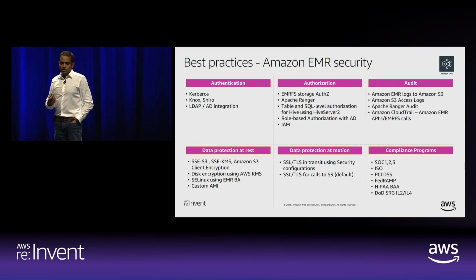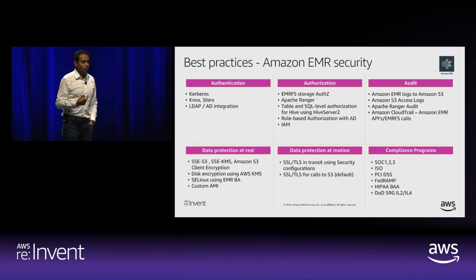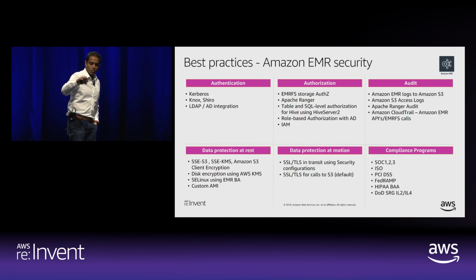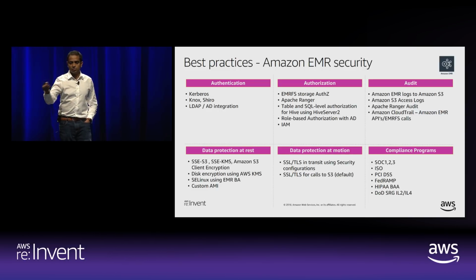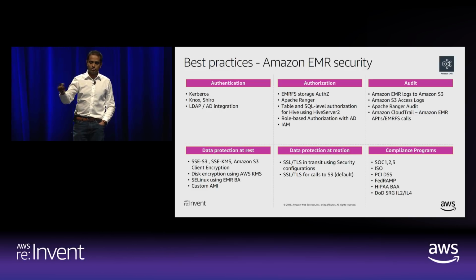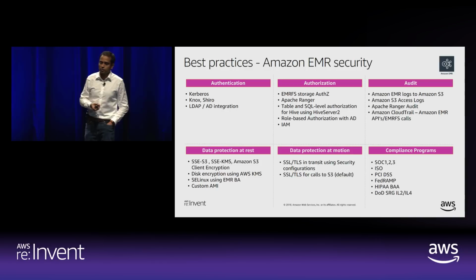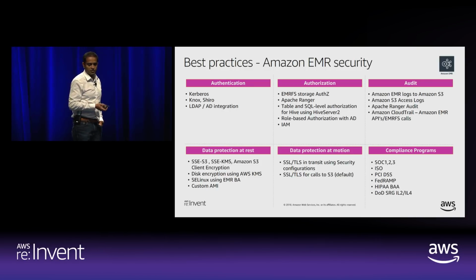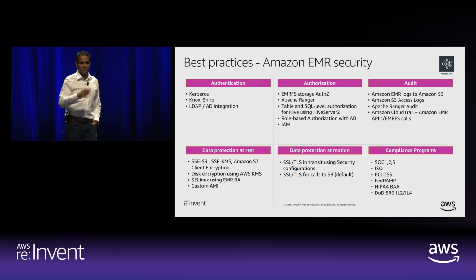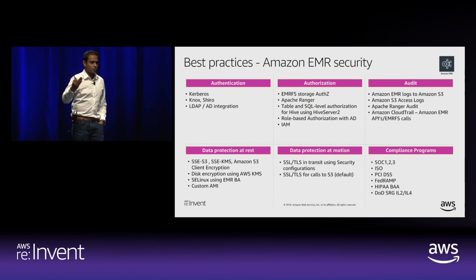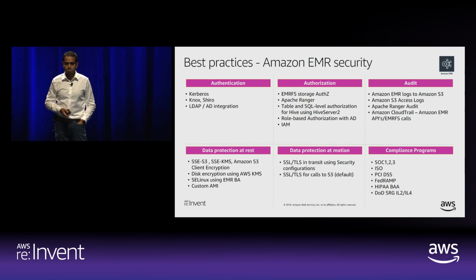Okay. Here's a quick summary slide of everything related to EMR security. I've covered most of it. Just to summarize, Kerberos and LDAP for authentication, EMRFS and Ranger for authorization, and then things like custom AMI, a feature that EMR supports that lets you preload additional software and also encrypt your root volume. So again, a summary slide of the six things that we talk about: authentication, authorization, audit, encryption at rest, in motion, and compliance.